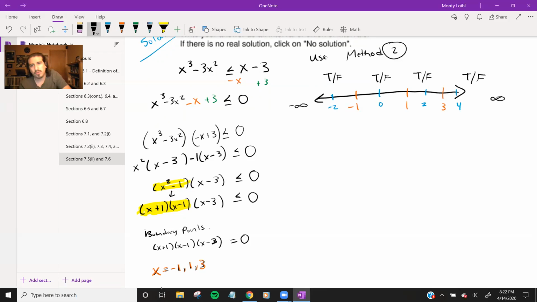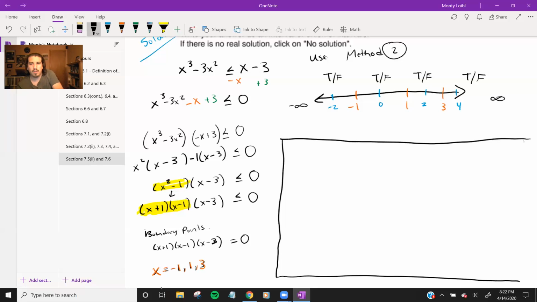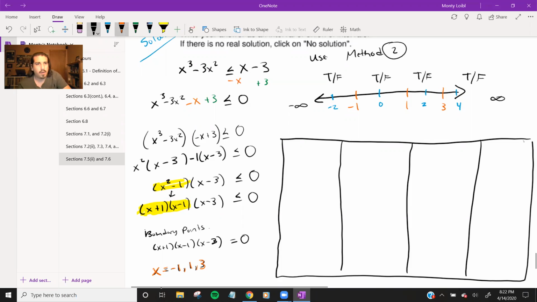Okay, so to find the solutions, we need to check every single one of these points in our main inequality. So we've got 4 sections, right? So all right, let's test. Oh, I guess I'm using blue. So I'm going to test x is equal to -2. I'm going to test x is equal to 0, x is equal to 2, and x is equal to 4.